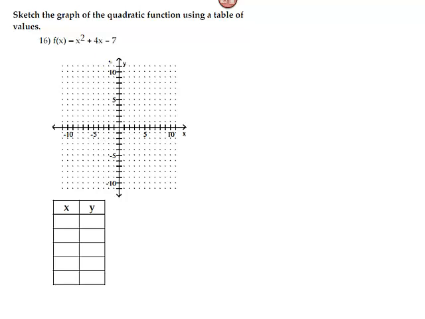Sketch the graph of the quadratic function using a table of values. Now this is not vertex form, it's standard form. And when we're in standard form, the first thing we want to do is still find the vertex, but we actually have to do some work to find the vertex. In standard form, we use the formula negative b over 2a. So we know that a is 1, b is 4, c is negative 7, just like if we were doing the quadratic formula.